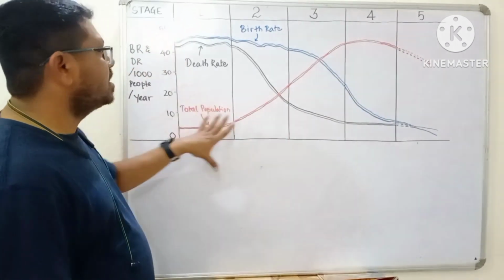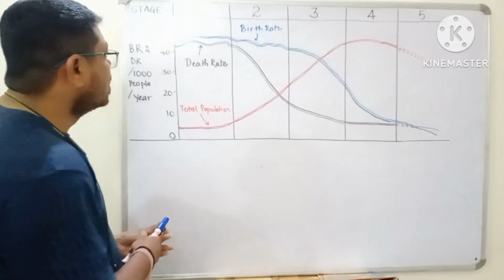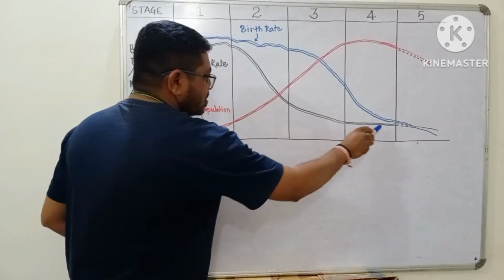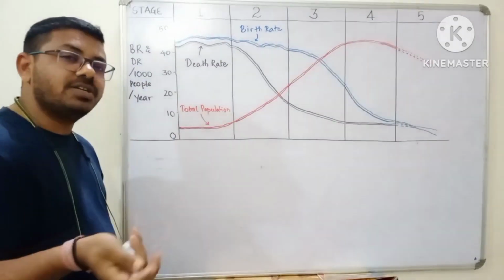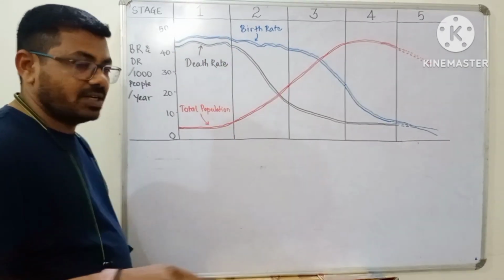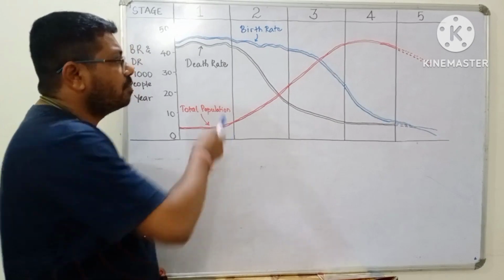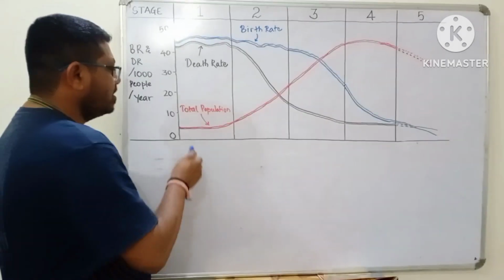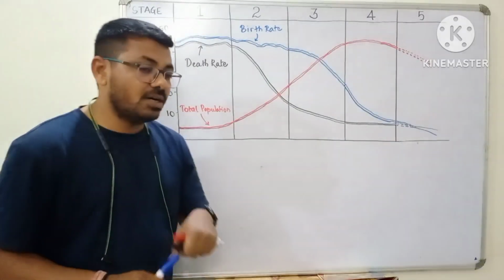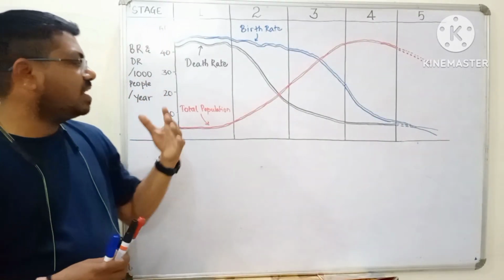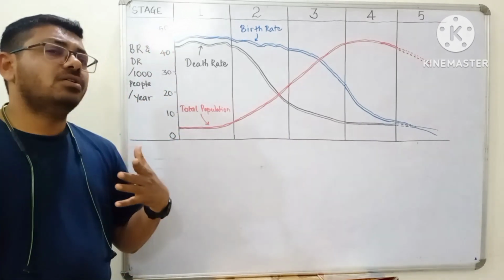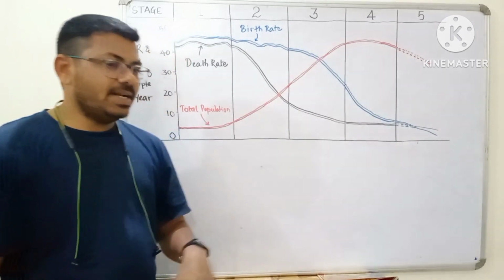Okay, now here you can see there are 3 lines. The black line is about death rate. This black line shows us the transition in death rate. Blue line shows us the transition in birth rate. So blue line represents birth rate, black line represents death rate, and this red line represents total population. Okay, if birth rate and death rate are changing, definitely it will have impact on the total population in a country or over an area. Okay, so let us start.